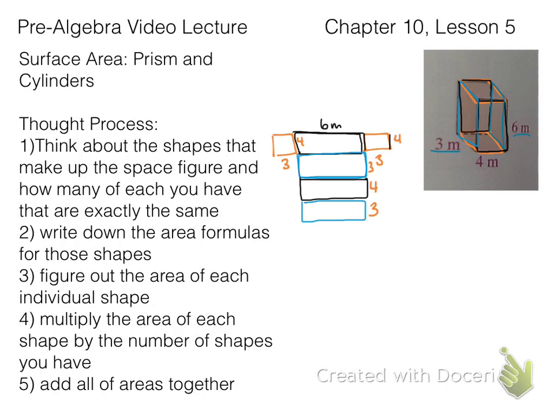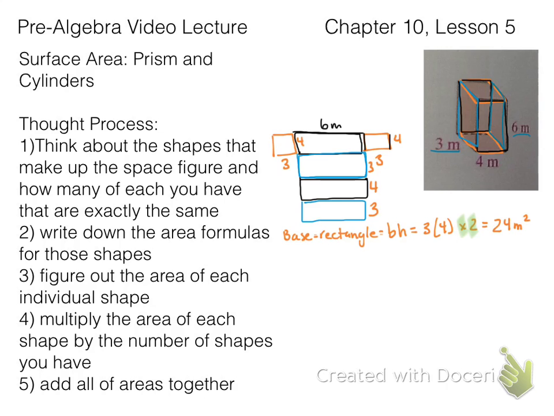Well, let's figure out the area of the bases first. The bases are rectangles, so it's base times height, which is 3 times 4, and then I have 2 of them. Remember, I was going to use the x as multiplication to show when I'm multiplying by the number of those shapes I have. So 3 times 4 times 2 is 24.